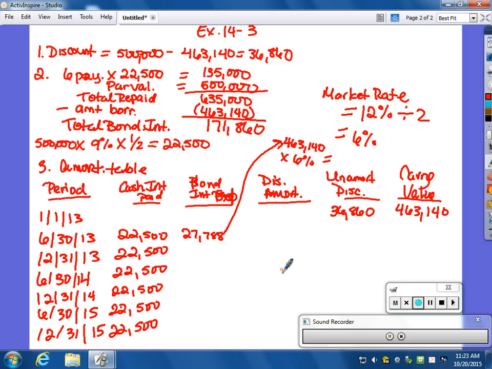The 27,788 doesn't apply to the first year, it's for 6/30, not to the 1/1. Nothing's happening as far as cash interest, bond interest, or discount on the first year of the bond.